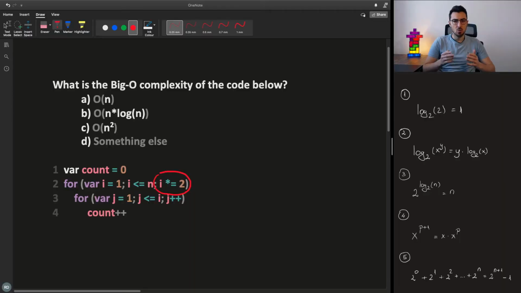If there is one thing that I want you to take out of this video, it is that the complexity of an algorithm is not determined by the number of for loops, but actually by the number of instructions that the computer executes relative to the input size. So what I will focus on is actually counting the number of instructions that are executed on line 4. How many times count plus plus is executed. That will give us the complexity of this algorithm.